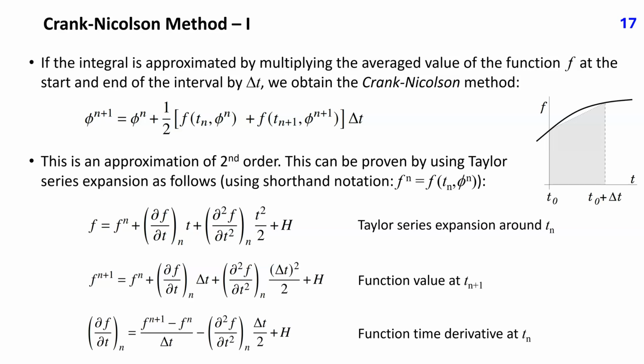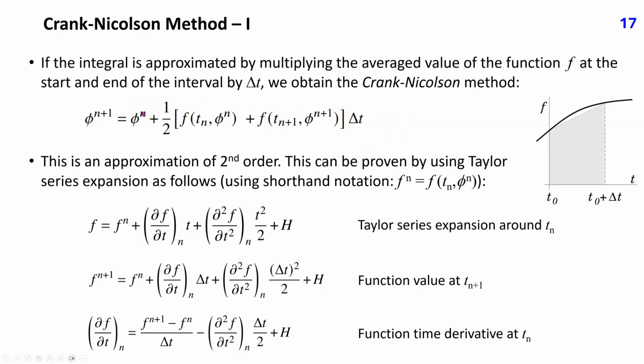When the time integral of the function f is approximated by multiplying the average of its values at the beginning and end of the integration period with time step delta t, we have the trapezoid rule, shown graphically in this figure. This approach is known as the Crank-Nicolson scheme.